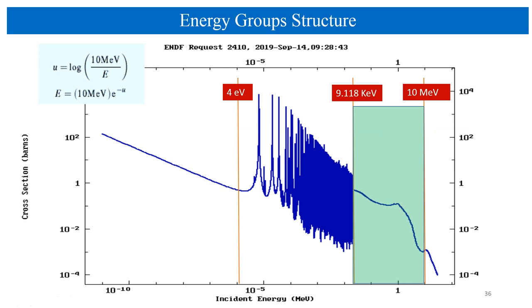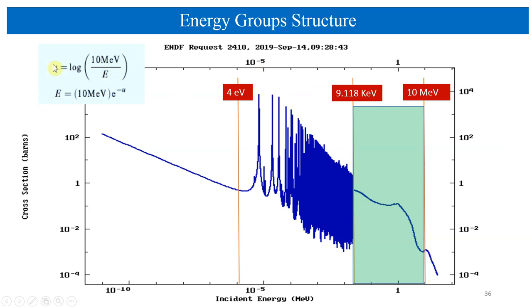As we know in the slowing down theory or age theory, we talked about the slowing down and the lethargy. We want to choose a term that increases with decreasing energy of the neutron. So we choose the lethargy, and we know that lethargy is the log of 10 MeV, which was the initial energy, divided by the energy of interest.